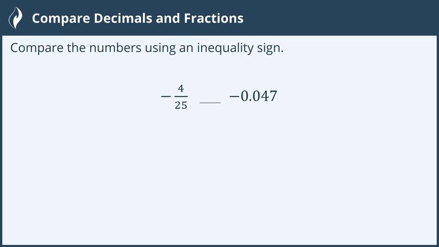Hi everyone! In this video, we will compare decimals and fractions. Compare the numbers using an inequality sign. An inequality sign is a greater than or a lesser than sign. Here we have negative 4/25 and negative 47 thousandths. The fastest way to compare these is to make them both decimals and compare them that way.